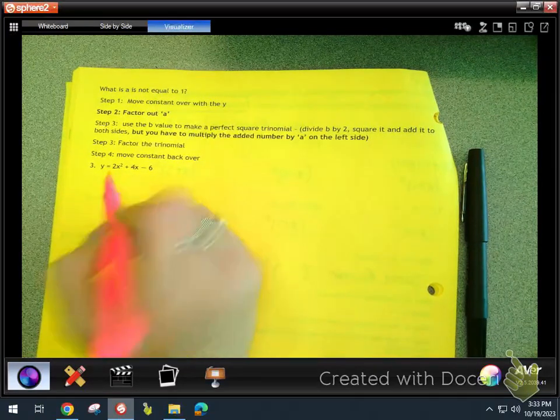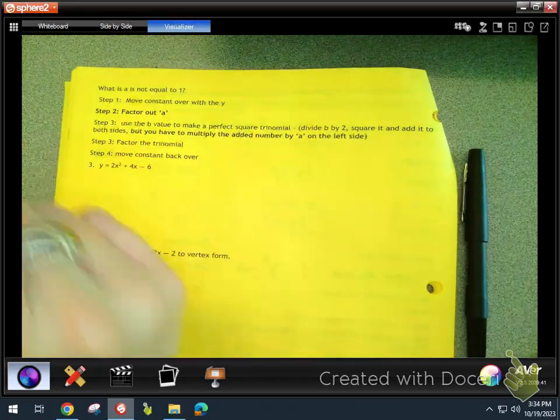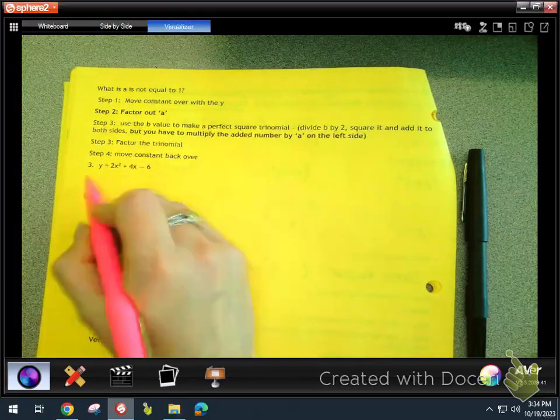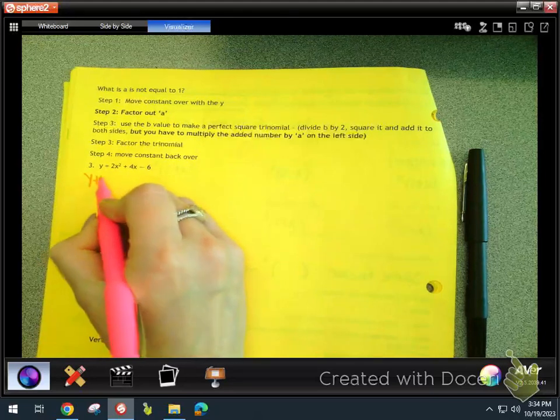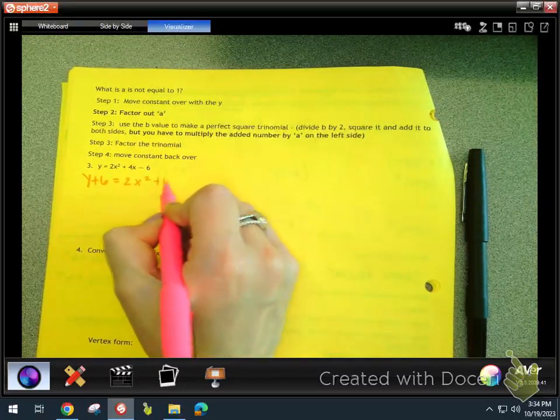So if you take out the GCF at the very beginning and you write it 2 times blah, blah, blah, you can't move that number over once it's in parentheses like that. So really you're going to have to put it back in. So don't do it there, okay? You are going to take something out, though. So let's add this over. So we have y plus 6 equals 2x squared plus 4x.